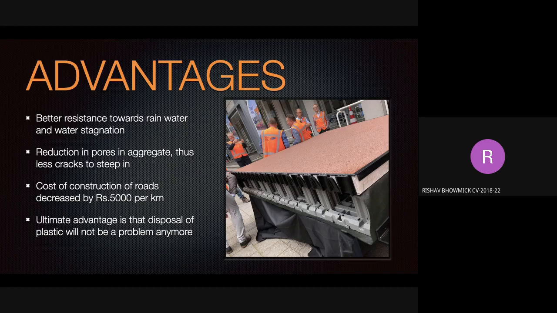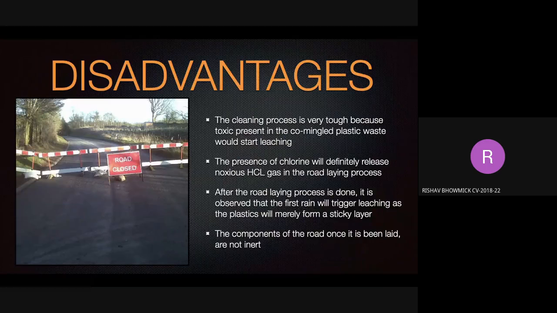But this concept has a few disadvantages too. The cleaning process is very tough because toxins present in the commingled plastic waste could start leaching. The presence of chlorine definitely releases noxious HCl gas in the road laying process. After the road laying process is done, it is observed that the first rain will trigger leaching as the plastics will merely form a sticky layer. And the components of the roads once laid are not inert.